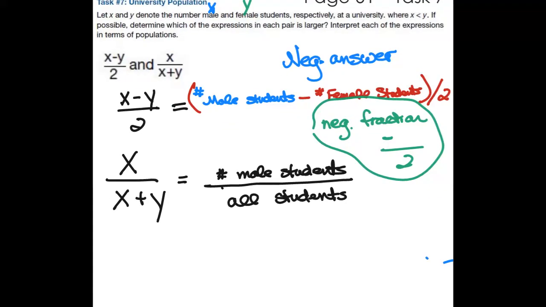So then talk to me about the other one. X all divided by x plus y. What kind of an answer is that going to be? Is it going to be a whole number? Is it going to be a fraction? Is it going to be positive? Is it going to be negative?